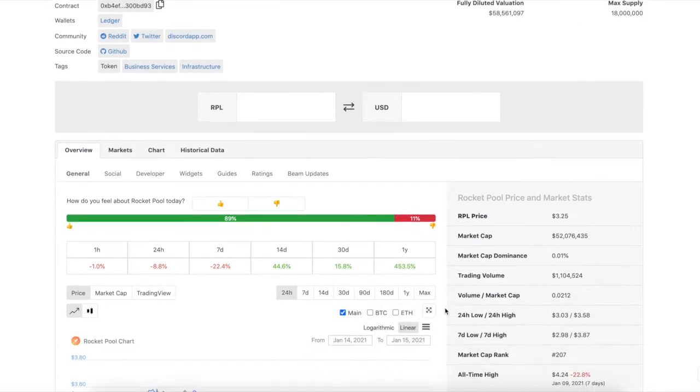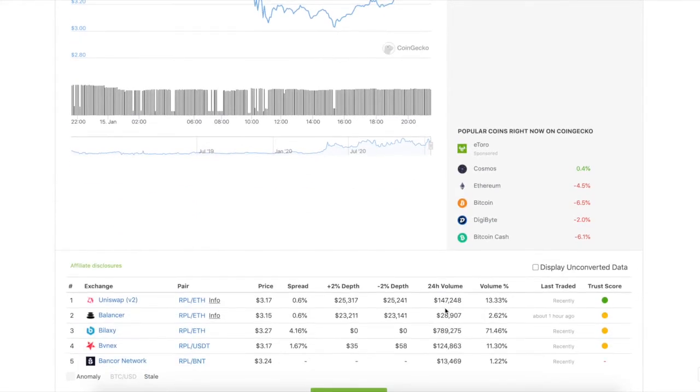Top Zilliqa, man. Zilliqa is one of the best, or even PancakeSwap.